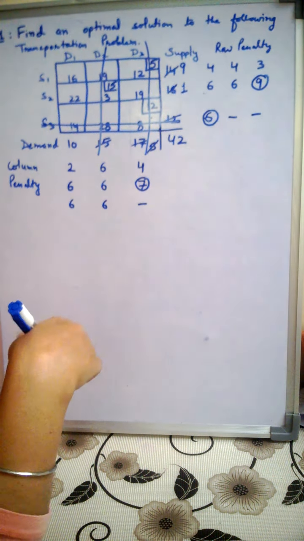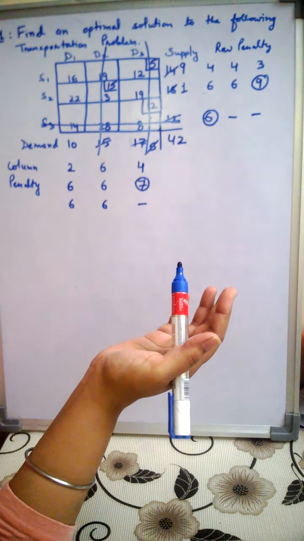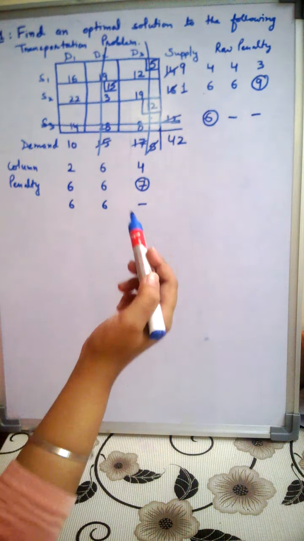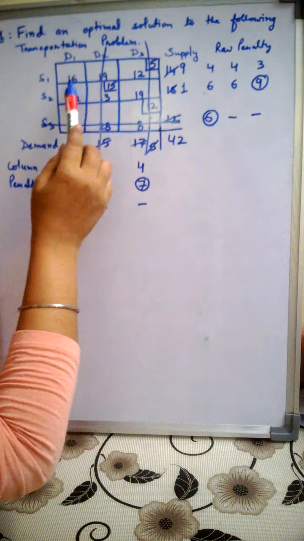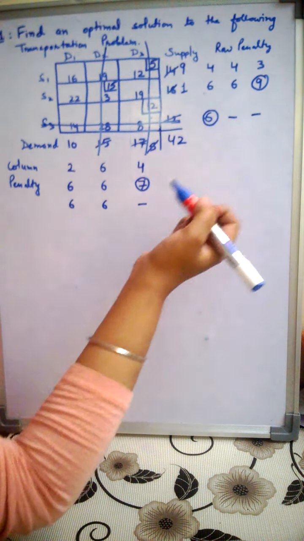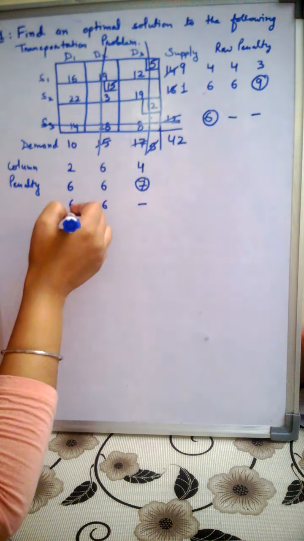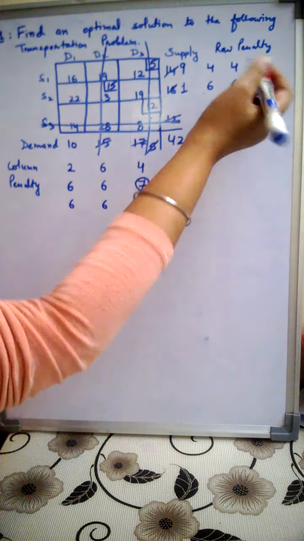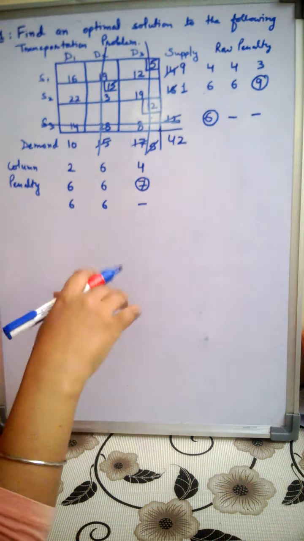Now again we need to find out the penalties to see the next allocation, but here we see that in first row we are just left with a single value, so we can no more find out the row penalties, although we can find out the column penalty corresponding to first column, but we cannot find out the row penalties. So we'll stop here now.